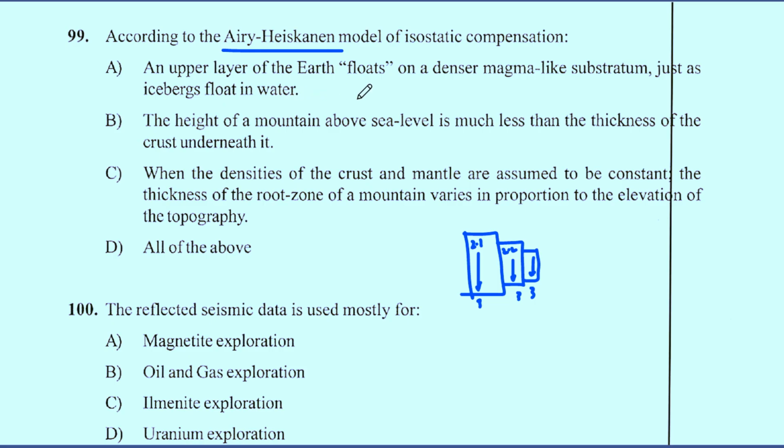So an upper layer of the earth floats on a denser magma-like substratum, just as ice floats in water. All the three theories are like this. Something is there above which our crust or continental part is floating. So this option is correct. And the next option is the height of the mountain above sea level is much less than the crust underneath. Okay, it is also true.